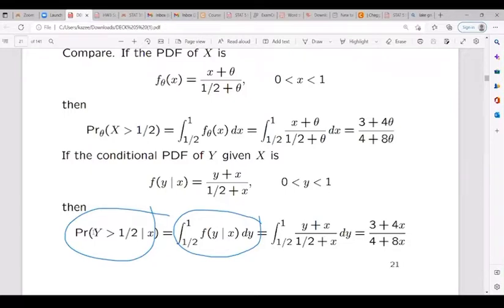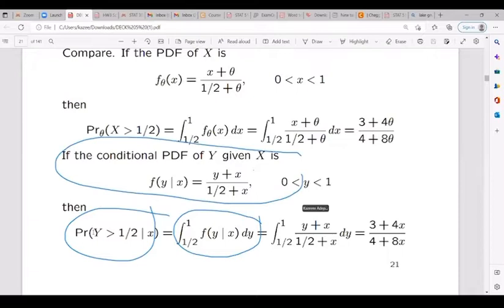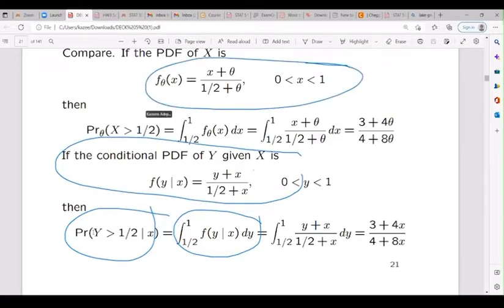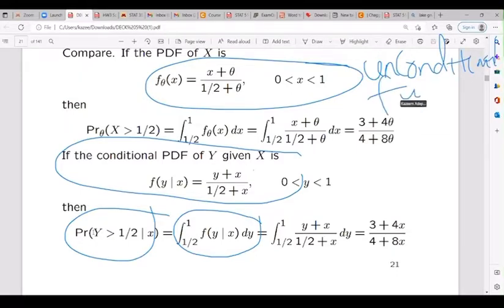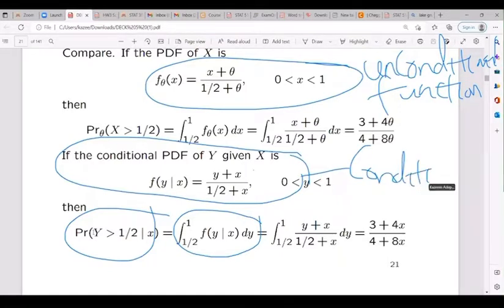Don't forget, the conditional version I can actually derive from the unconditional. The marginal is the same thing as the unconditional function, but this one here is conditional. What am I going to do? I'm just going to plug in x for theta and y for x to be able to get the conditional. And that's exactly what I'm using here.